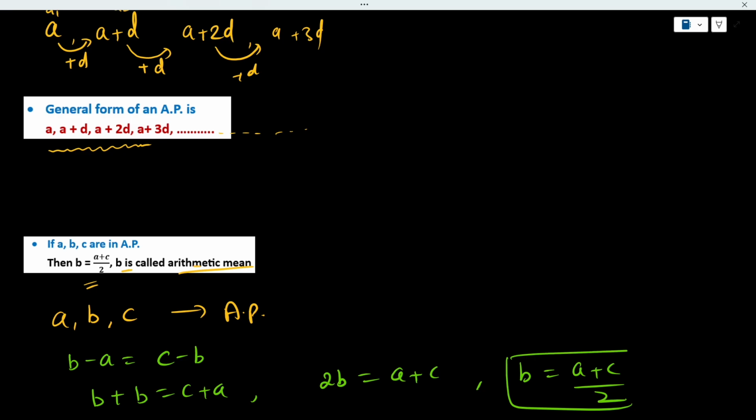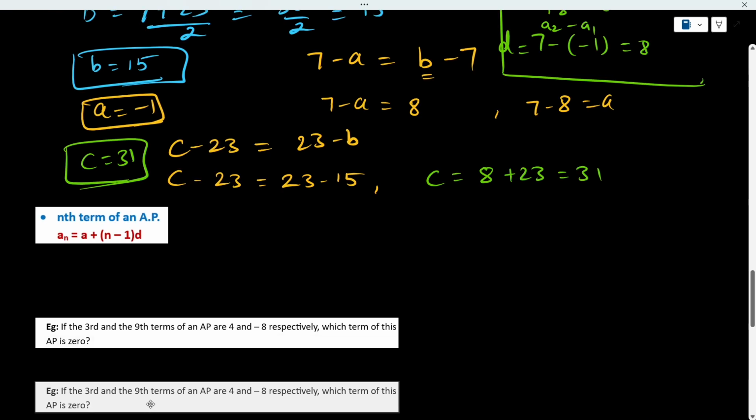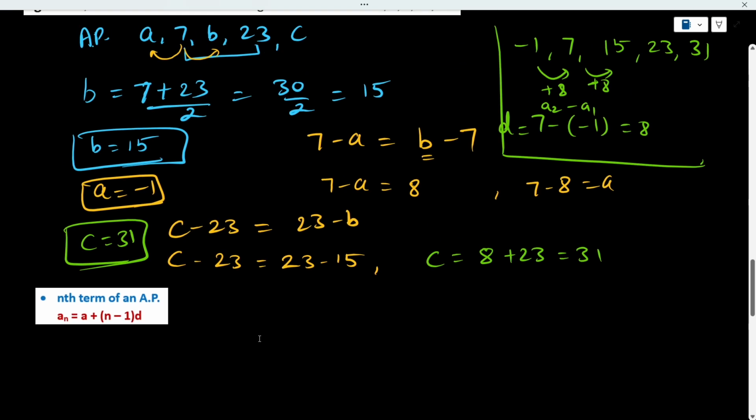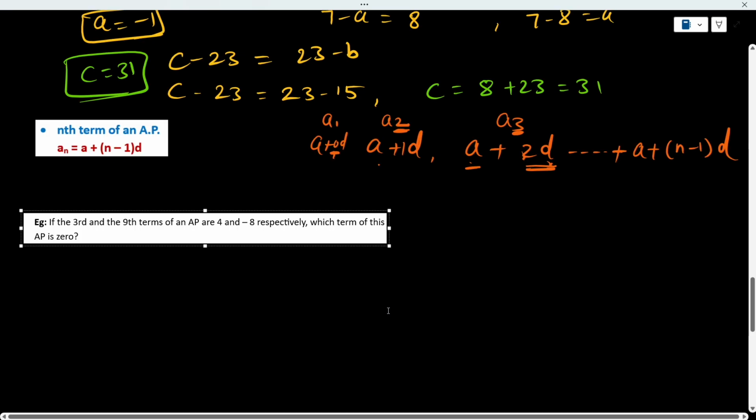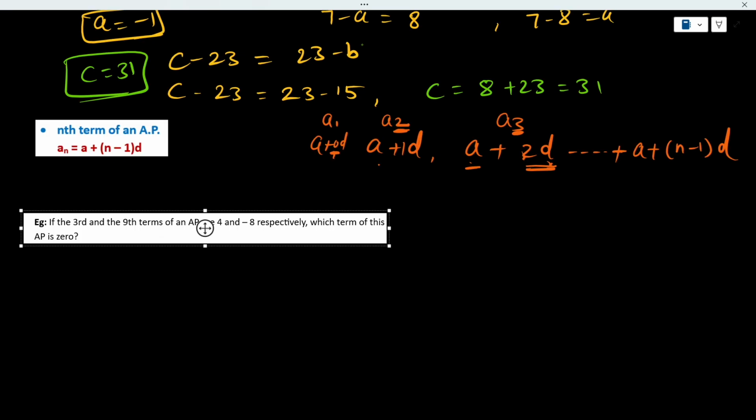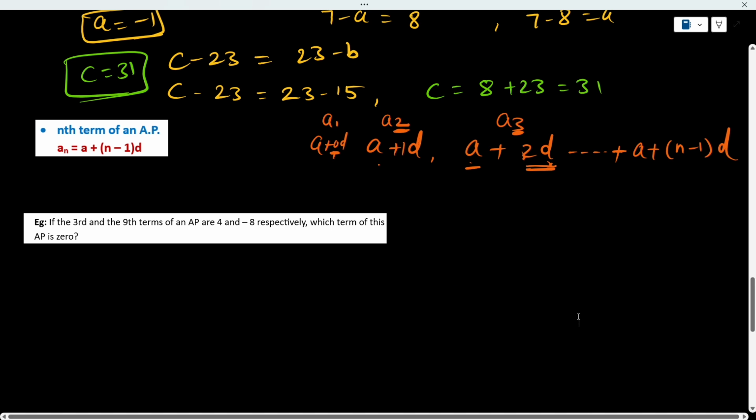So you can find out, in any sequence, if your first and third terms are known, the middle term by taking the sum of those two terms divided by 2, right? Now, how to find the nth term of any AP? You have learned the rule: An equals A plus (n minus 1)d. One of the questions given: the third and ninth terms of an AP are 4 and minus 8.